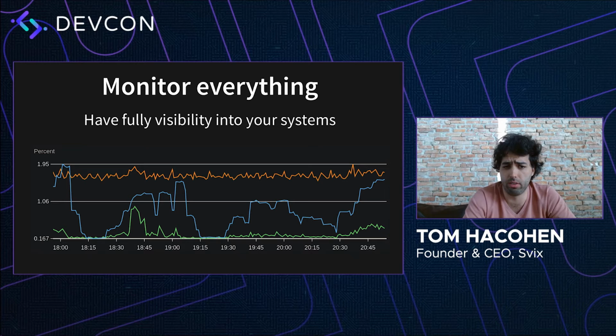So first of all, you monitor everything. You have full visibility into your system. You know when something is going to go wrong before it does. It helps you to quickly detect issues. It helps you to quickly fix them. It helps you to understand anomalies way before they even start to form. In addition to monitoring, also have alerting to actually notify you and wake you up when something is wrong.